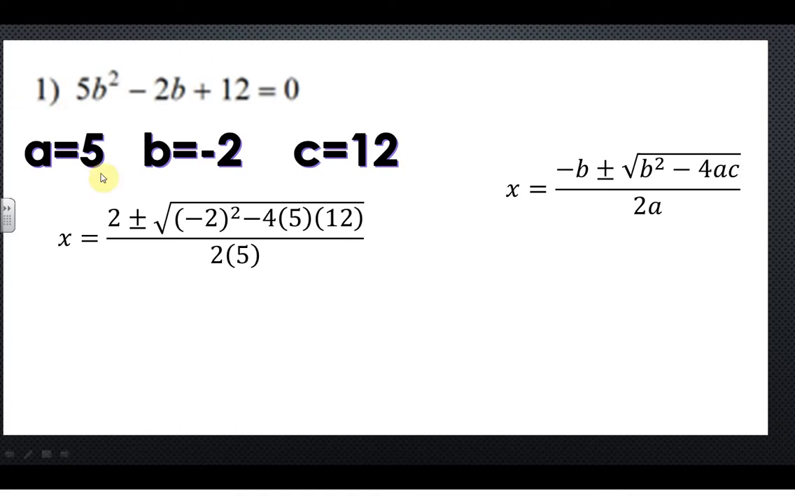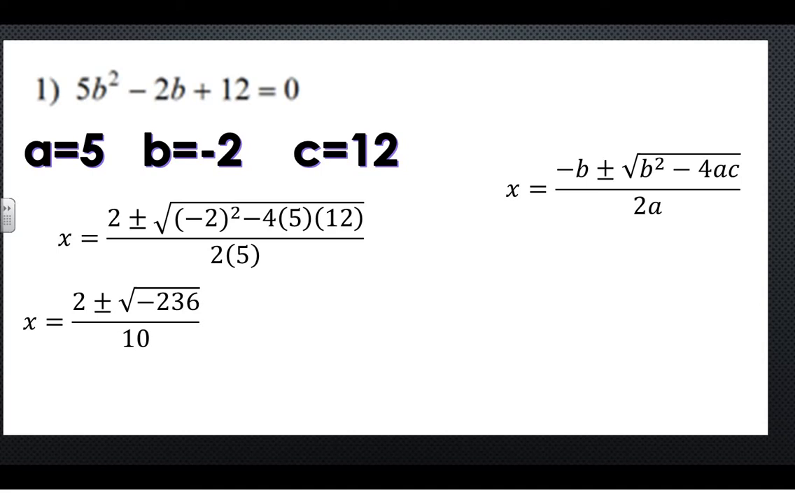Now, calculator people, it's fine to use your calculator for this. But you want to look at this as 3 different parts. This outside piece, what's under the radical, and your denominator. You want to get those 3 pieces solved first before you do anything else. Oh, look, just like that.